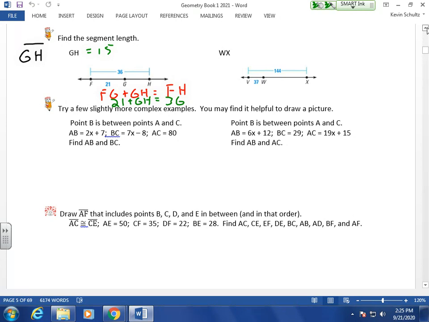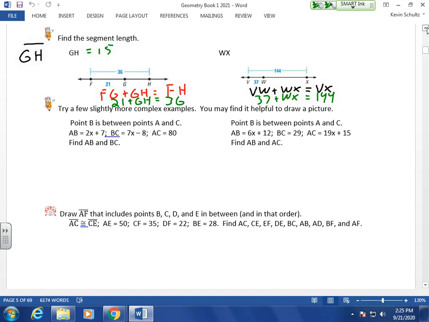Okay. How about the measure of WX? Same kind of thing here. Based on the SAP, we know that VW plus WX equals VX. The parts of that segment will equal the whole thing. Once we plug in the information that we know, the relationships, right? 37 plus WX, what we're trying to find, equals 144.